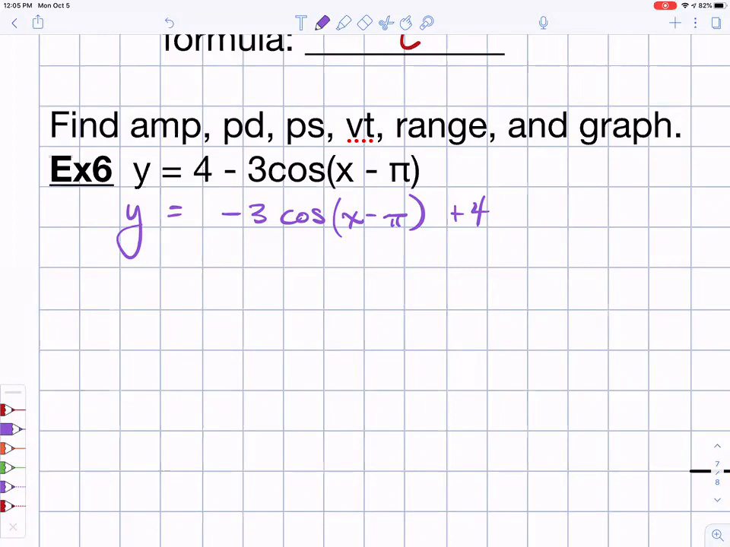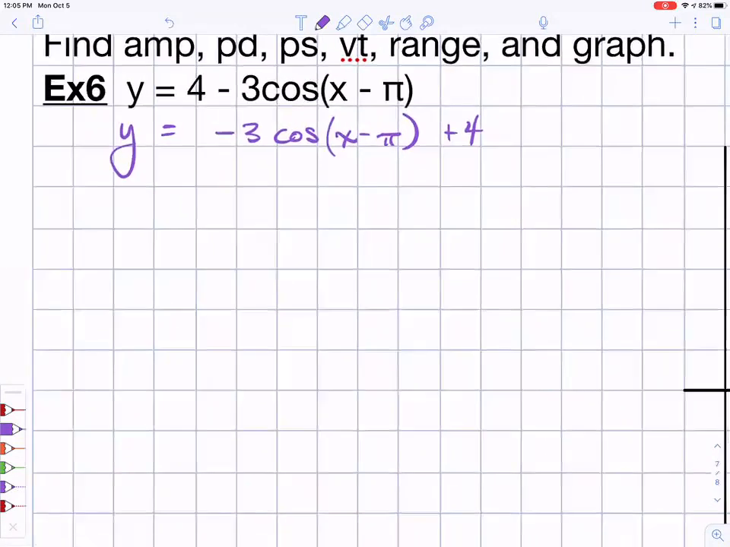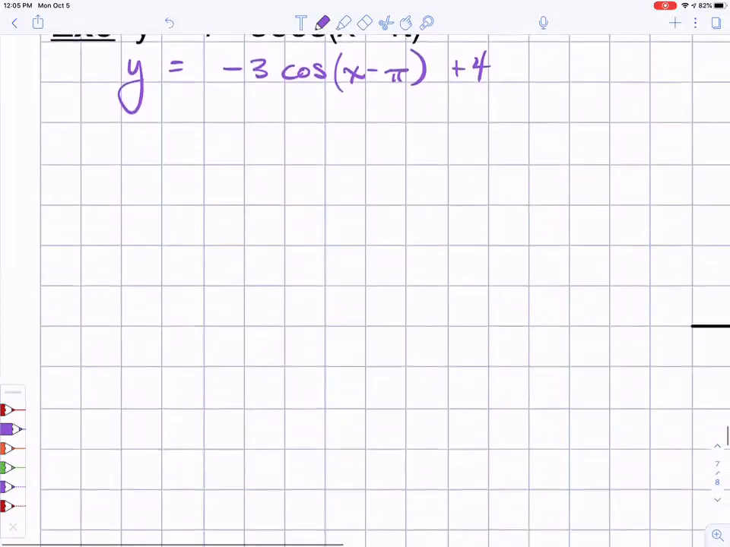Okay, so now let's list anything that we possibly know about this guy. So tell me something that we know about him. Amplitude, 3. Okay. Somebody different. What else do I know? Period is, yeah, and how did you get that? Our B value is 1. Good. What else?